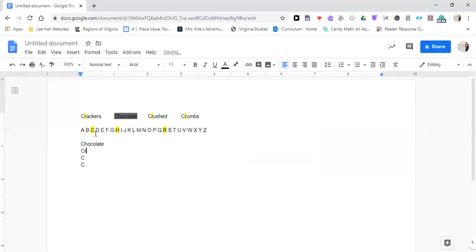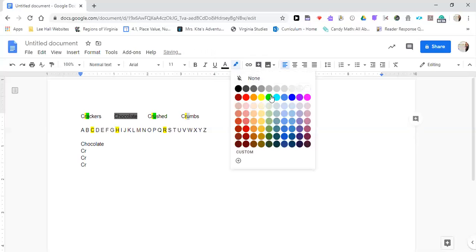Now the second letter for the others were the same, so I'm going to go ahead and put my R's in the second. So now I know that all three of these are going to start with CR, but now I have to look at the third letter and try to figure out which one comes first. So for this one, I'm going to use the highlight color green when I look at my third letter. So in crackers, the third letter is an A. In crushed, the third letter is a U. And in crumbs, the third letter is a U.